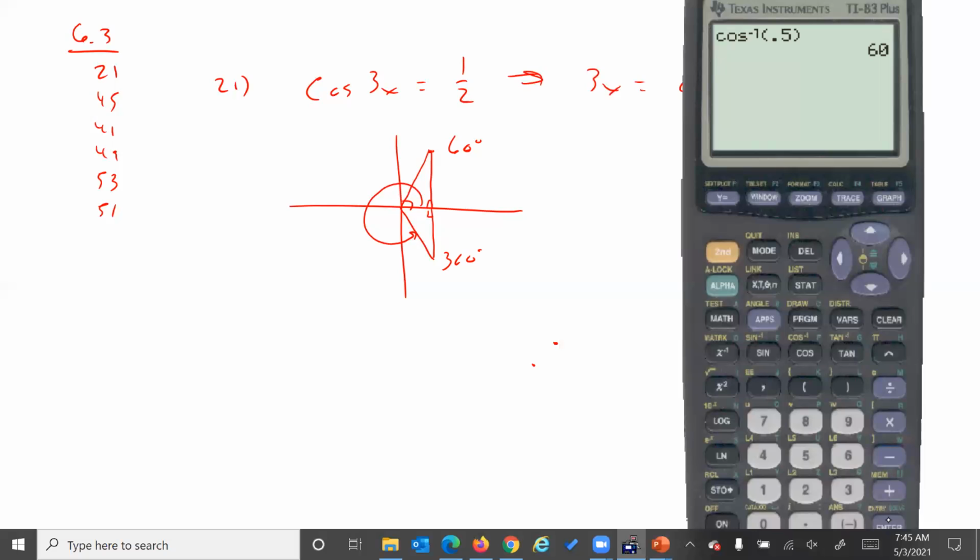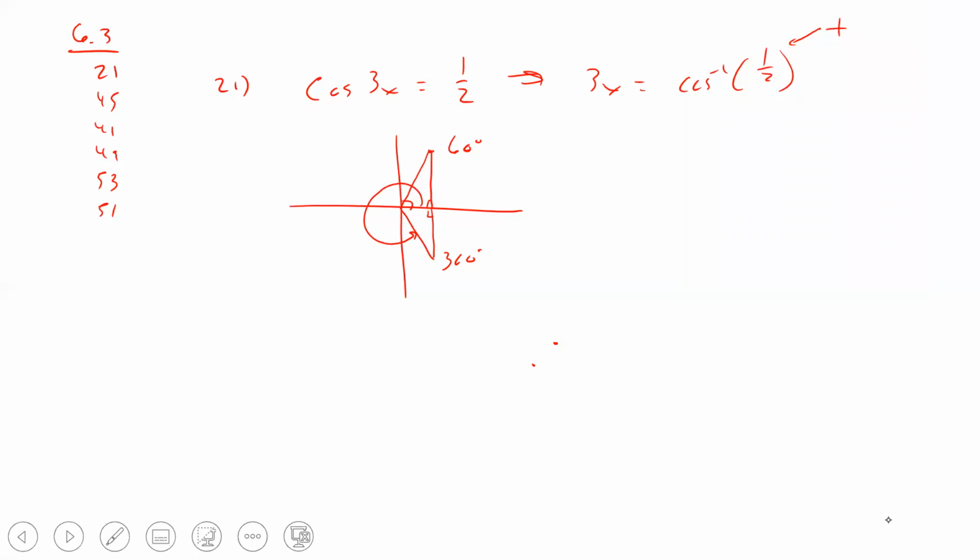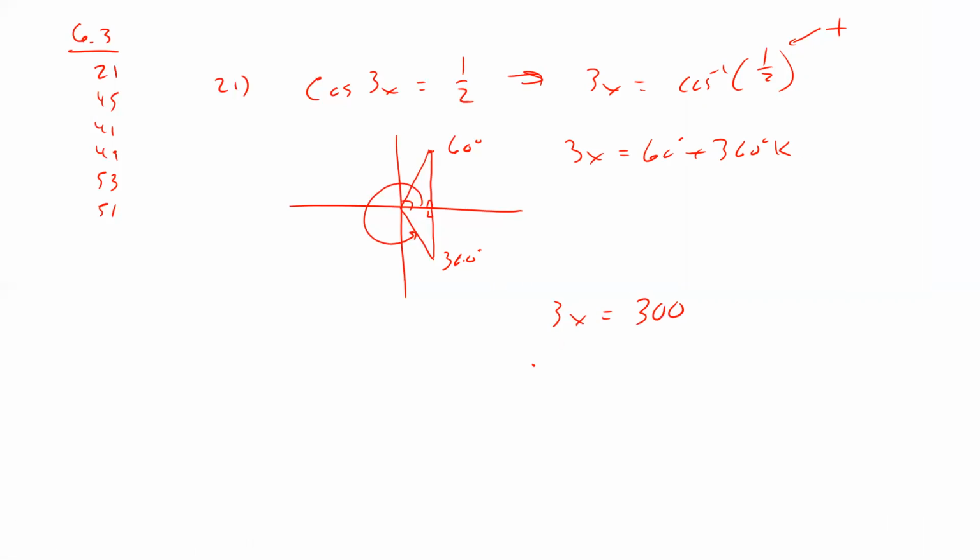Let's see. We got to the end of chapter 6.3, yep. So we do this one right here. We just say 3x is equal to 60 degrees plus 360 degrees K. That's one answer. The other answer is 3x is equal to 300 degrees plus 360 K. And so for our x values, we get x equal to 20 degrees plus 120 degrees K.